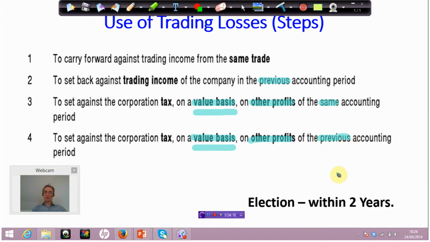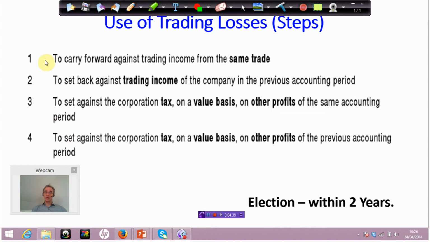The final thing that I would draw your attention to here is this election or claim to utilize items 2, 3, and 4, which must be made within 2 years. As I said, number 1 would be automatic. So those are the basic options for a company to utilize, and just remember that 2, 3, and 4 are in effect optional, but if they are taken, they have to be used in order.